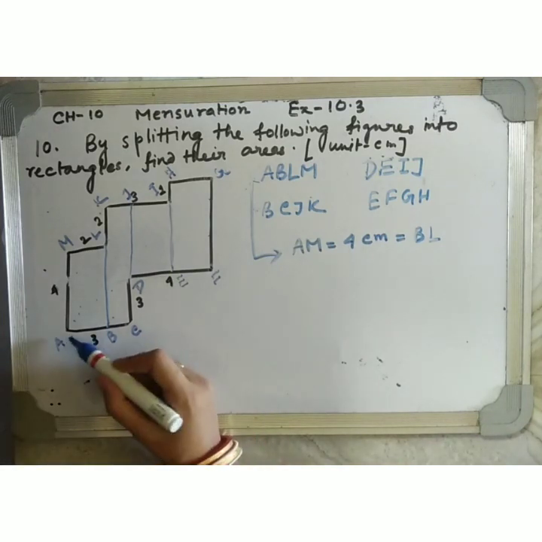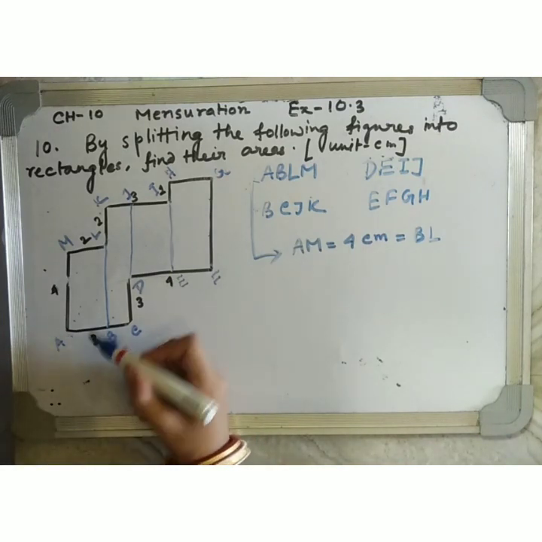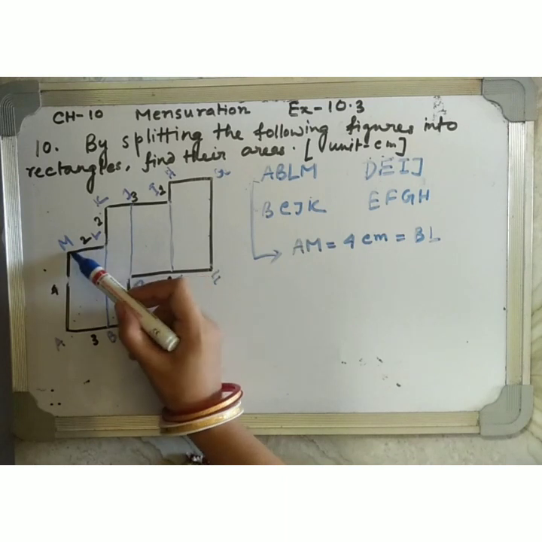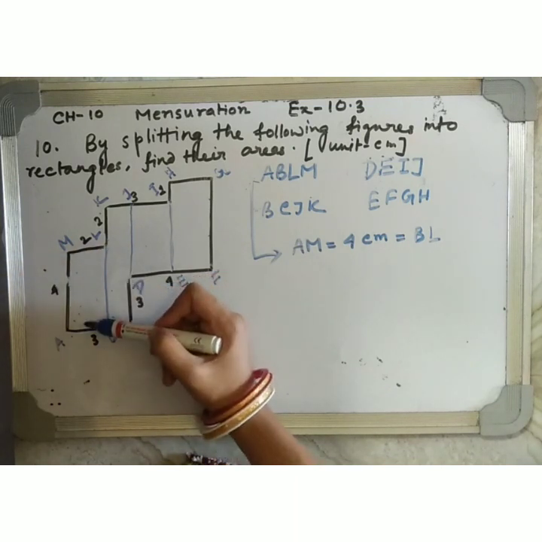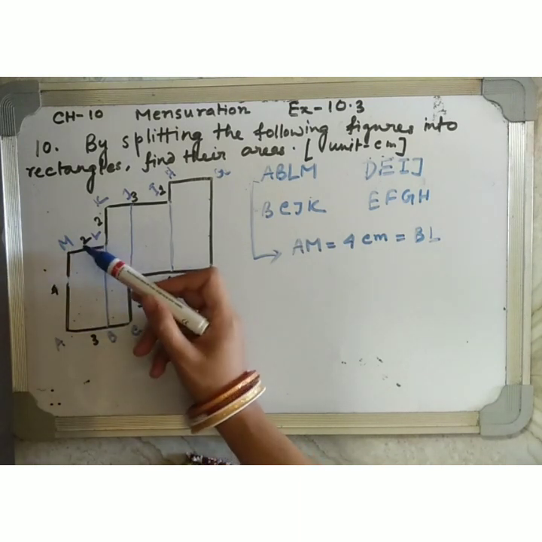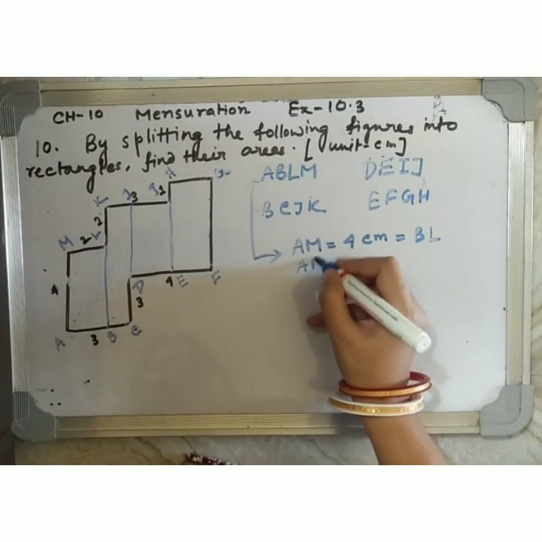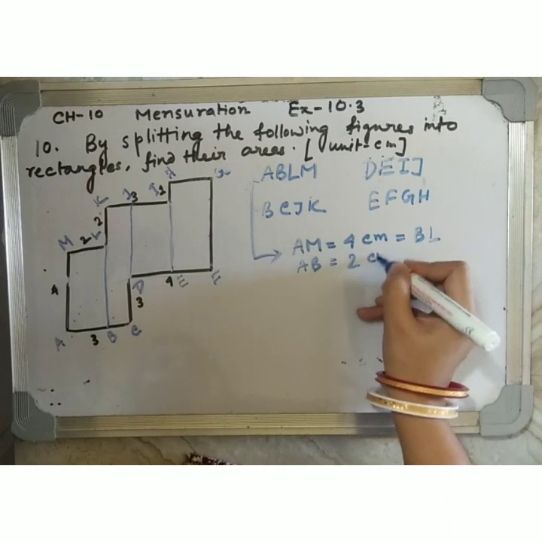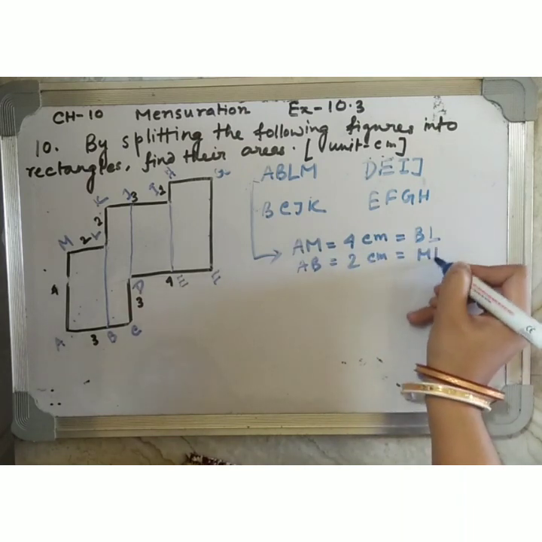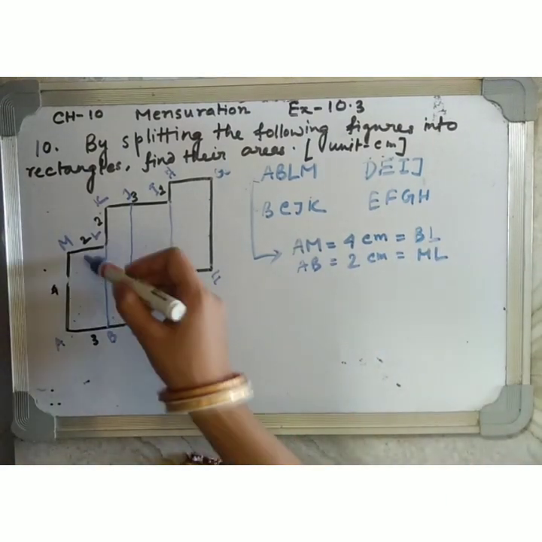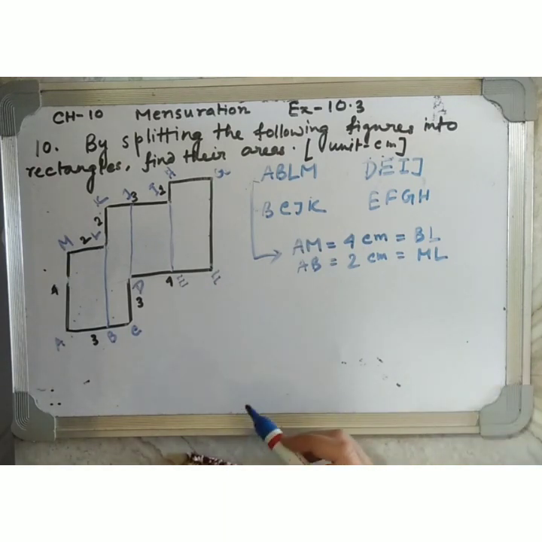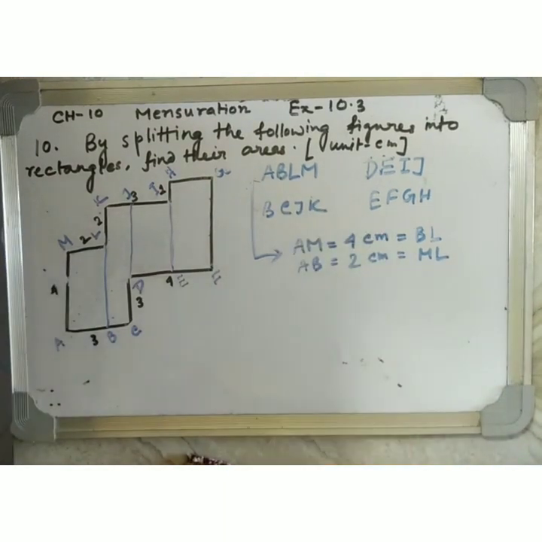Okay, now what you have to do? You have to find the side AB. Now see, we can find ML, which is the opposite side of AB, and ML is 2 centimeter in length, so AB will also be 2 centimeter in length, because these are 2 opposite sides. Now what we have to do? We have to find the area of ABLM.